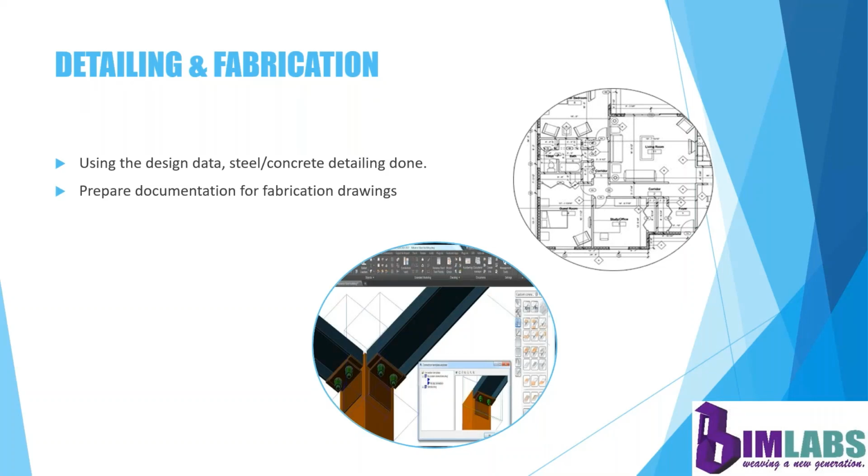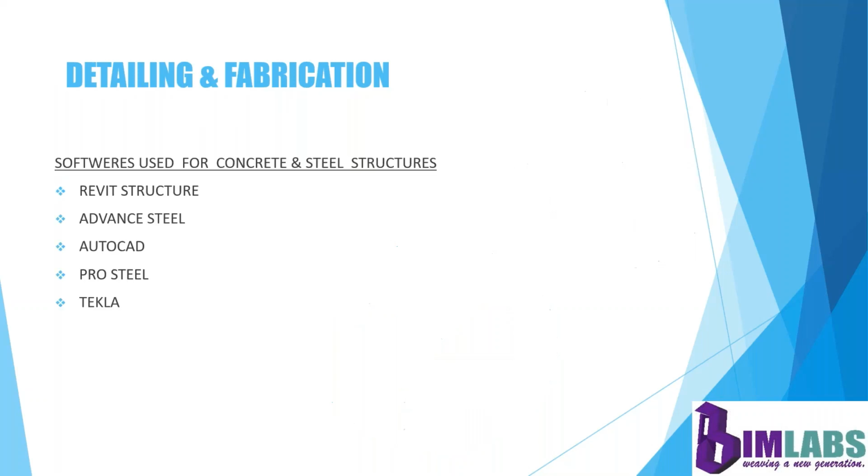So after analyzing and designing, you can detail it, and you can create detailing and fabrication drawings. Detailing and fabrication, as I explained before, we can do in different software: Revit Structure and Advanced Steel, which we use for concrete and steel. But traditionally AutoCAD, ProSteel and Tekla are also used. So instead of that, we can just use Revit Structure for concrete. And when you consider steel, you can use Advanced Steel as well as Revit Structure.